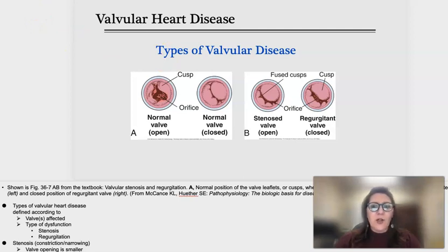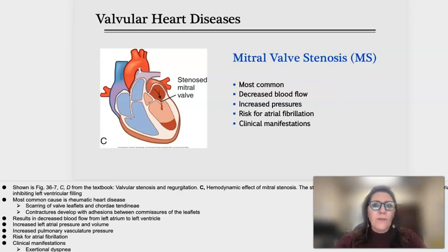With stenosis, it could be that the valve opening is just smaller and the forward blood flow is impeded, and there might be different pressure differences on either side. So with mitral valve stenosis, this is the most common. This could be decreased blood flow, increased pressure, of course, because you have a big old open straw and the water just goes through, or a big hose, and then if you close it up, think about if you have a glass of water and you have a regular straw and you drink through it and, no big deal.